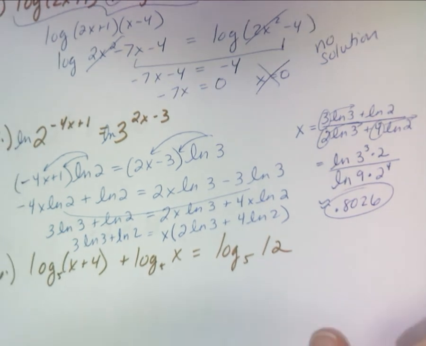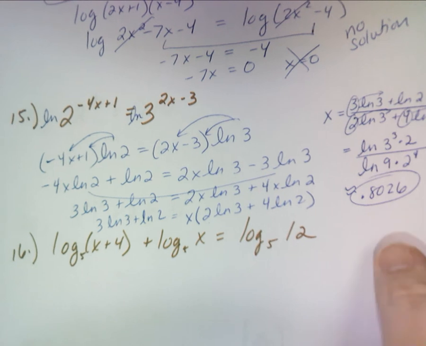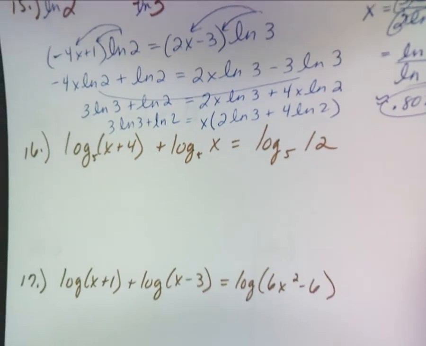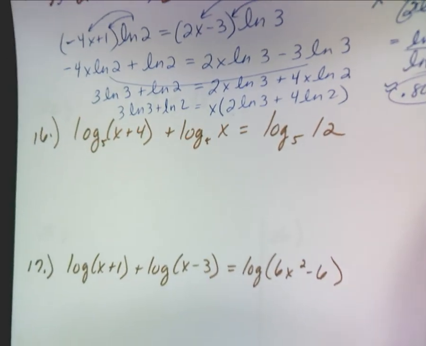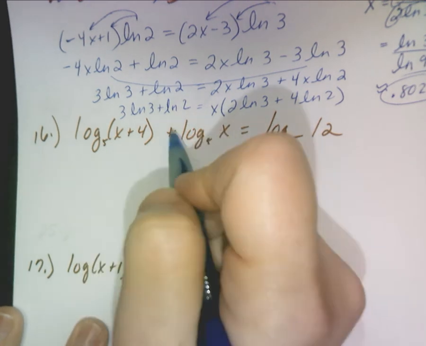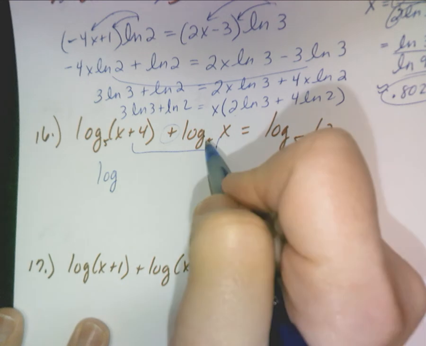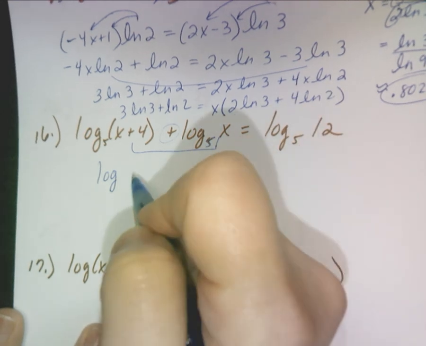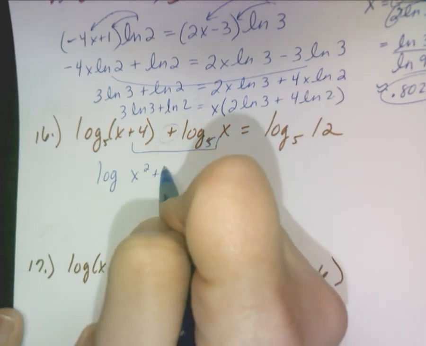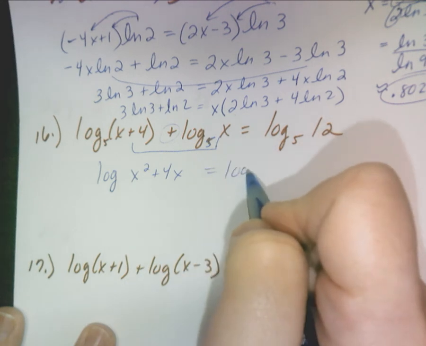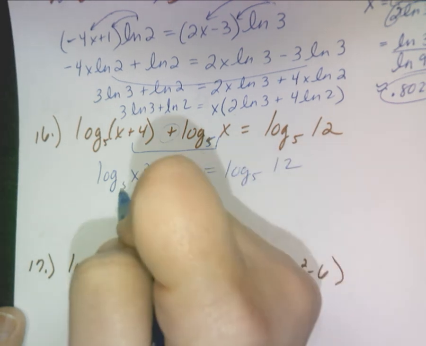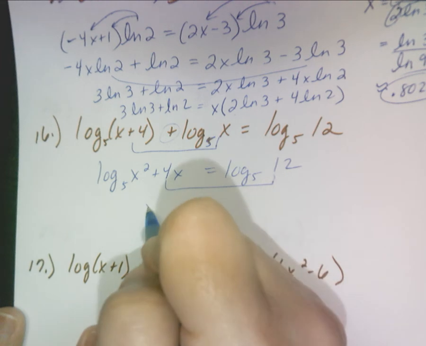Okay, number 16, we're getting close. 16, again, bunch of logs, logs everywhere. So there's a plus sign, we got to multiply these. So log base 5 of x squared plus 4x equals log base 5 of 12. I can set these two equal to each other.